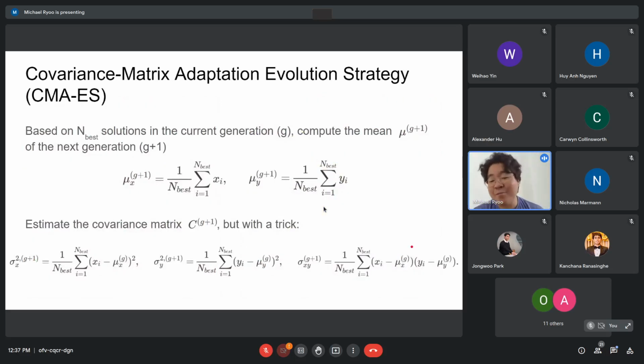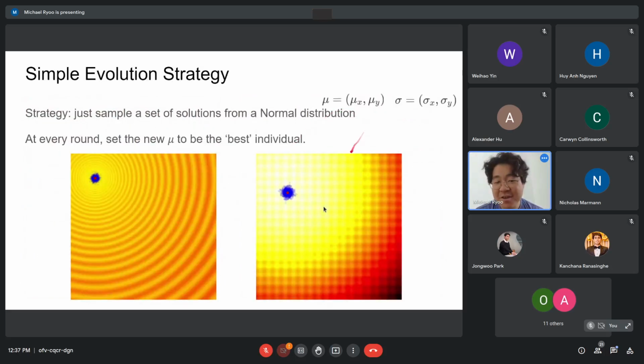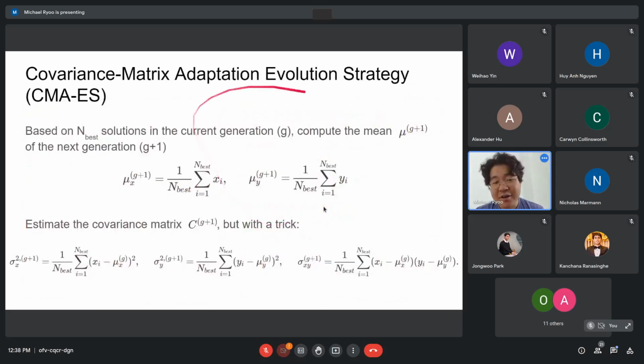And here comes a slightly more complicated one, but it's not really that complicated in some sense. Okay, what are we doing? In this very first one, we only cared about the mean. We left the variance untouched. So the variance just stays similar in this very simple evolutionary strategy. In this approach, we'll be updating the variance as well. So the approach is as follows. We maintain a population, yes, but based on the n best solutions of the current generation, we will compute the mean of the next generation.